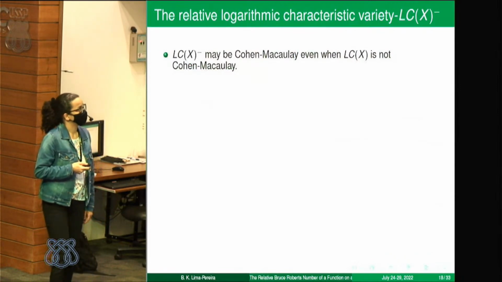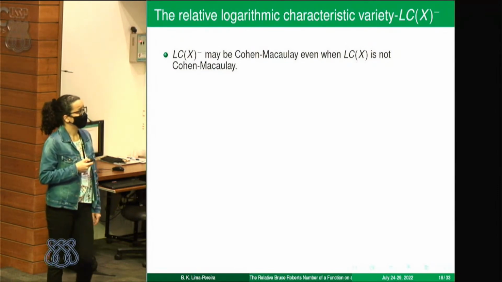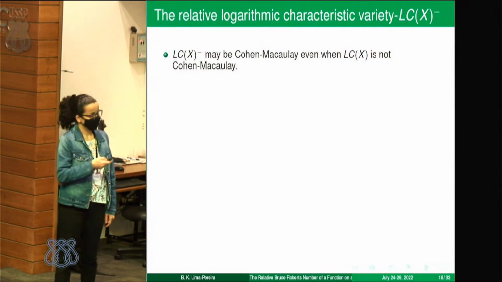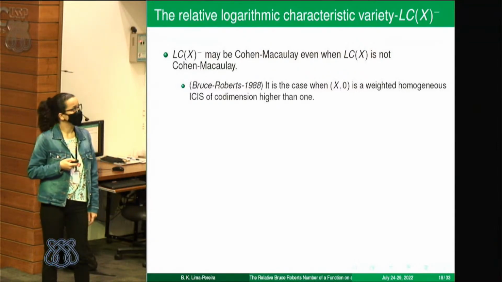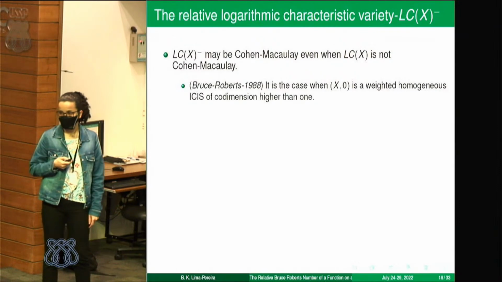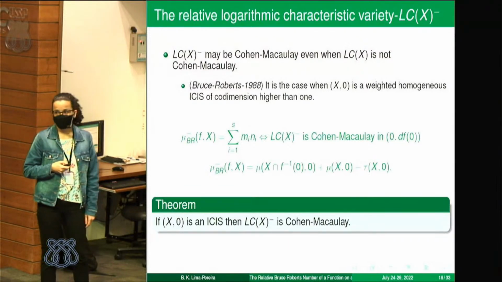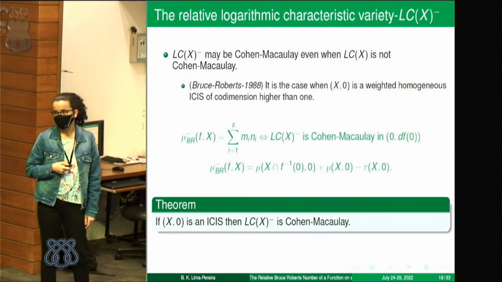And an interesting fact about LCX minus is that it may be Cohen-Macaulay even when LCX is not Cohen-Macaulay, okay? And it is the case when X is a weighted homogeneous ICIS with codimension higher than 1. Bruce and Roberts proved this result. And we extend this result, proving that LCX minus is Cohen-Macaulay for any ICIS, okay? And to prove this theorem, we use this equality and this equivalence, okay?